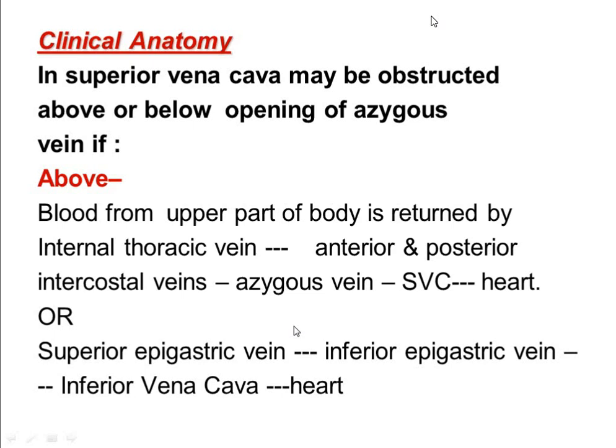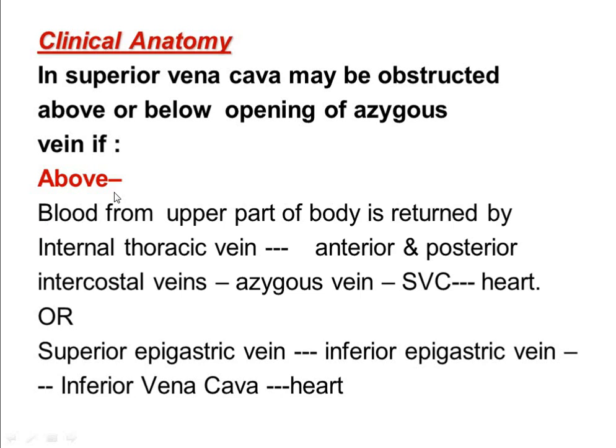What happens when there is superior vena cava obstruction? There is something called superior mediastinal syndrome. Sometimes in cancerous growth and all, there can be further growth, lymphatic tissue rising, so the superior vena cava can get obstructed. Some other anomaly can obstruct the superior vena cava. So in that case, the superior vena cava can be obstructed either above or below the opening of the azygous vein. So the blood is shunted through a different set of veins into the right atrium.